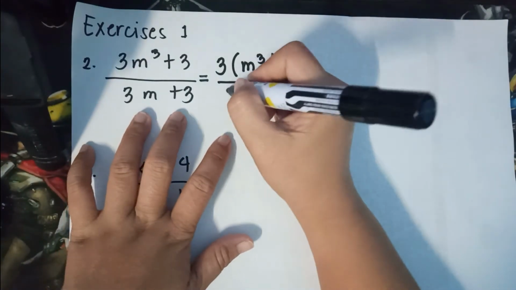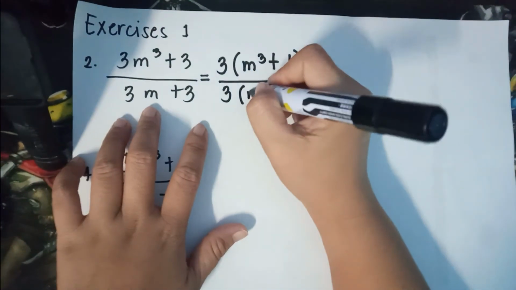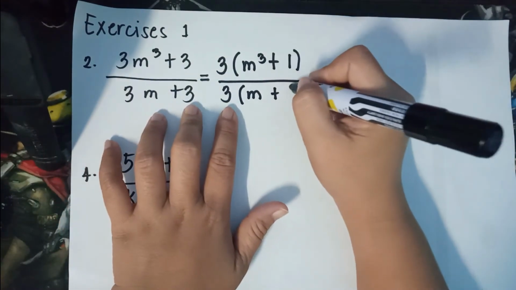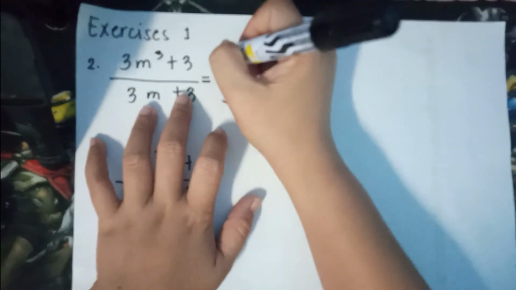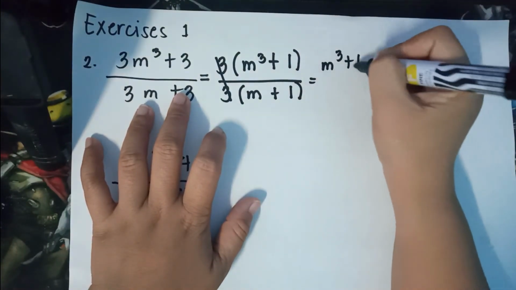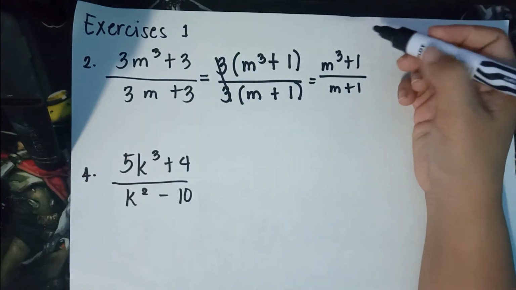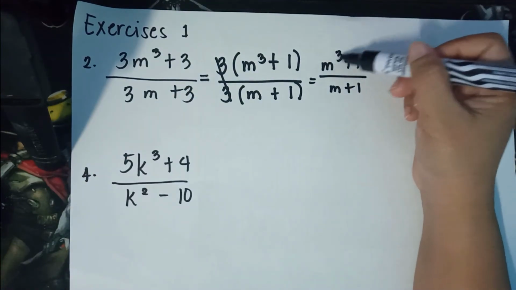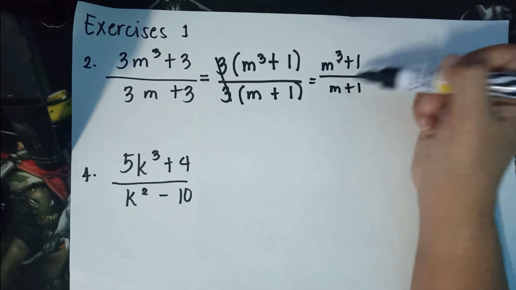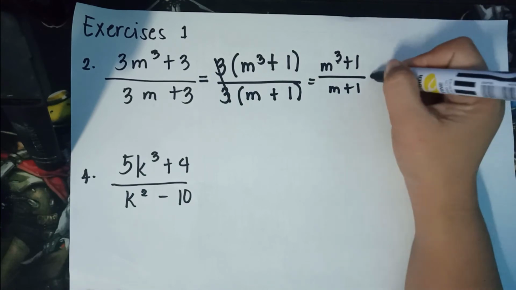Common between the two is 3. Next, we have m plus 3 divided by 3, that is 1. And cancel out, we have m cubed plus 1 over m plus 1. But remember, we cannot cancel out m cubed plus 1 and m plus 1 because cube is not equal to 1 and they are both binomial.